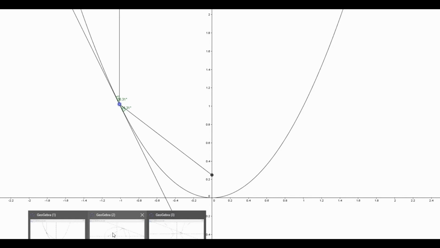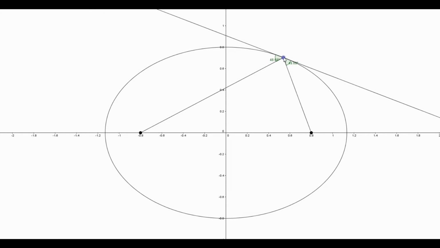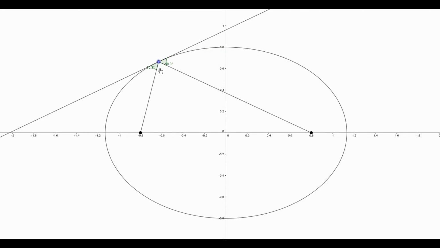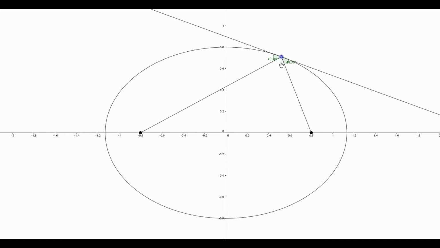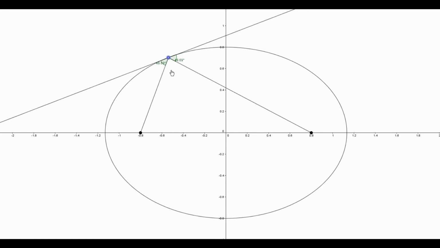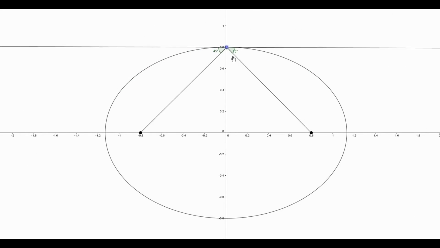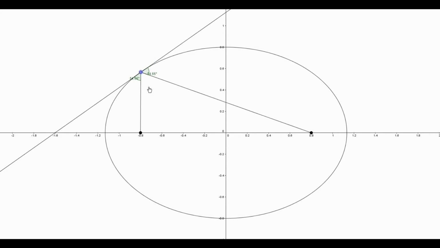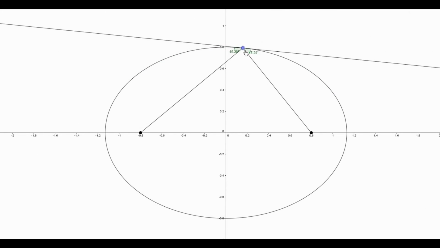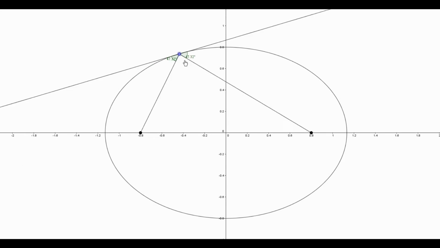So let's look at the next one. This time it's an ellipse. So what the property here says is that if we shine a ray from one focus and it hits the ellipse and then reflects off, it will always go to the other focus, no matter where we shine the ray. As you can see, the angle of incidence is still equal to the angle of reflection.